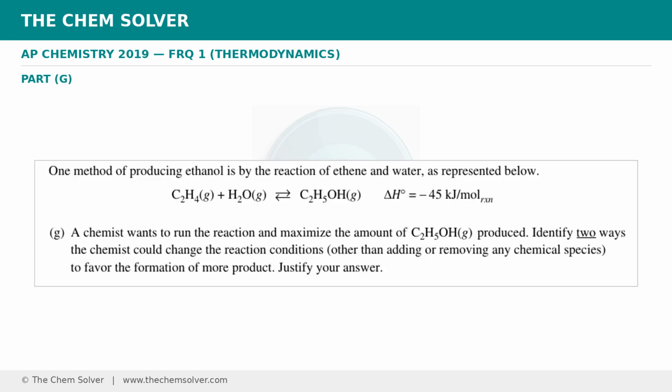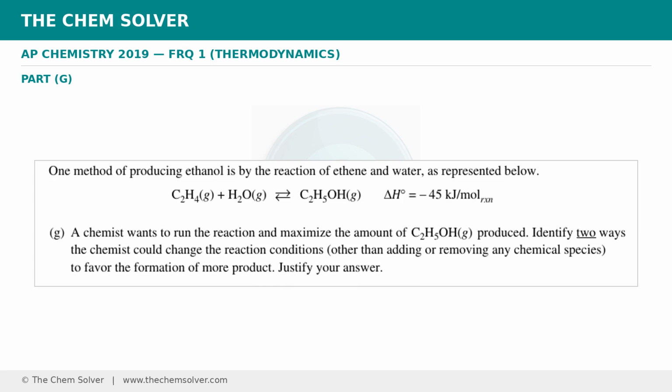One method of producing ethanol is by the reaction of ethene and water, as represented below. C₂H₄ + H2O ⇌ C₂H₅OH, ΔH° = −45 kilojoules per mole of reaction. A chemist wants to run the reaction and maximize the amount of C₂H₅OH produced.